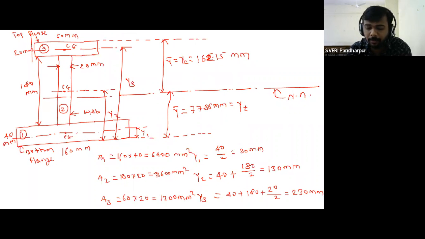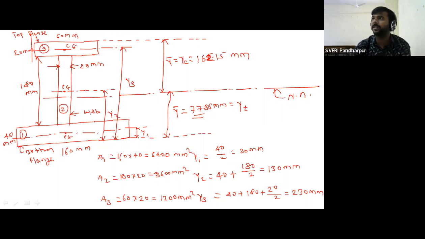So these are all the important distances, that is in the form of y bar. So the first y bar is from the bottom side and the another y bar is from the top side. So initially whatever the y bar we have calculated, we have to represent from the bottom side only, because y1, y2, y3 distances we have taken from the bottom side.